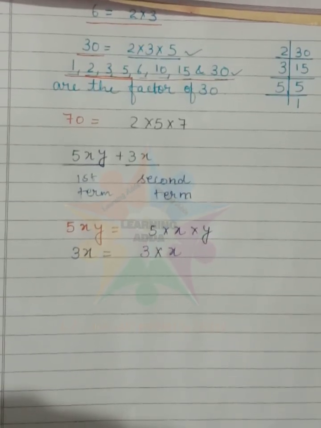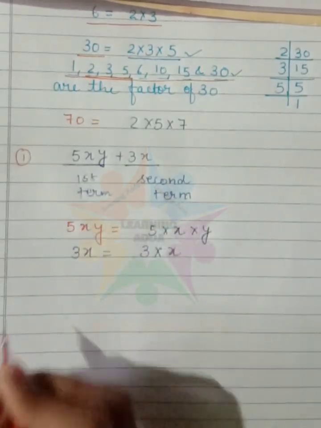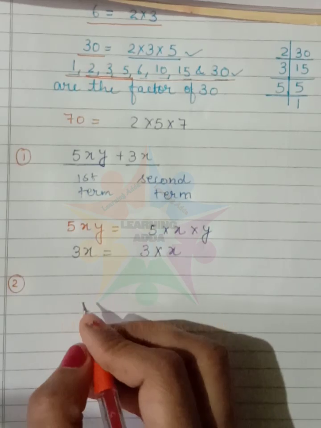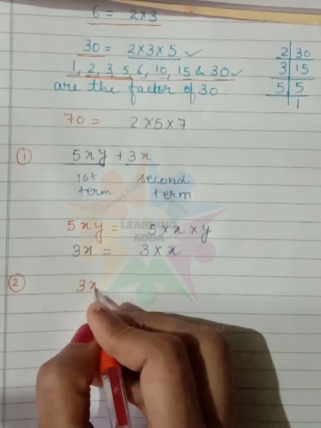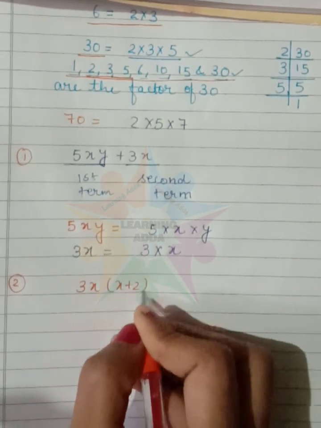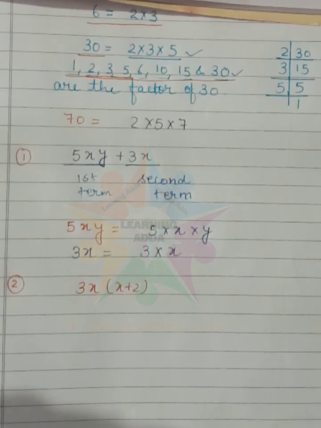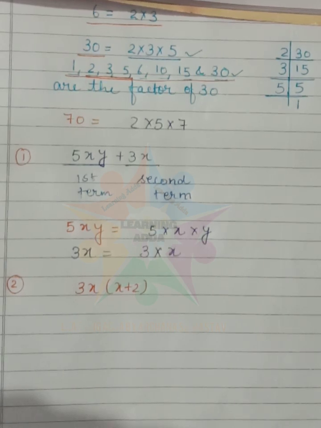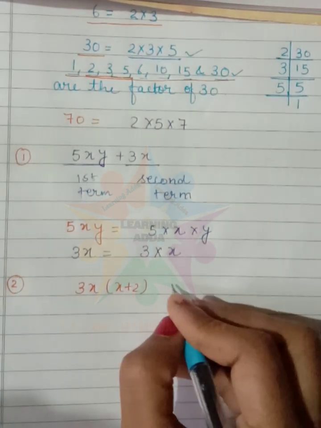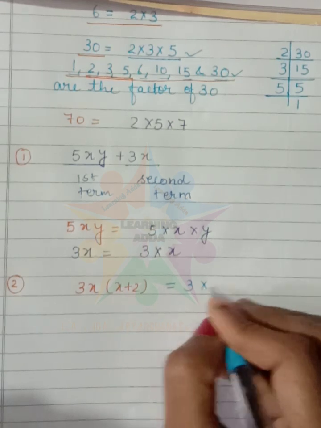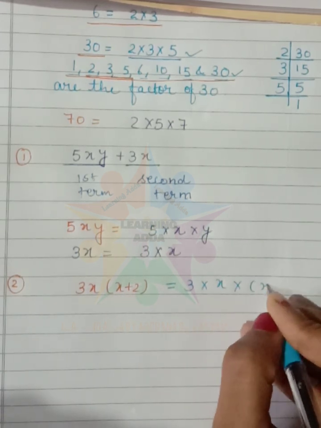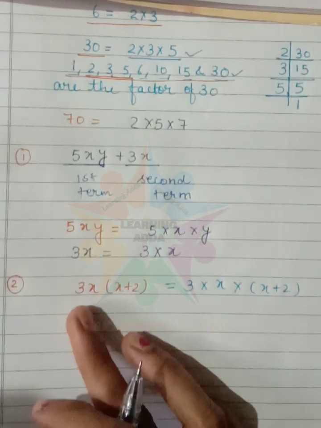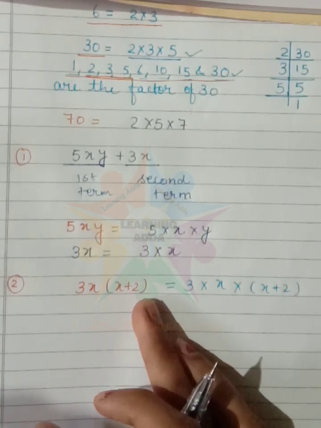Let's see the second example. Here is 3x and x plus 2. Do the factorization of 3x and x plus 2. It can be written as the product of factors, means 3 into x plus 2. No doubt this is a prime factor form of 3x times x plus 2.